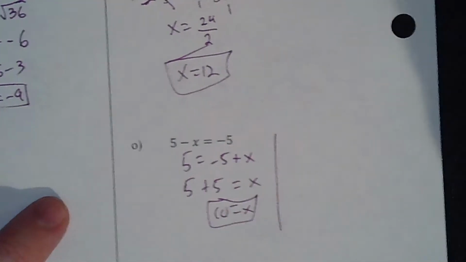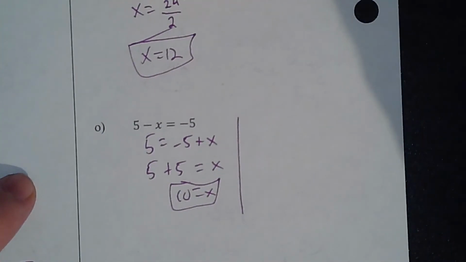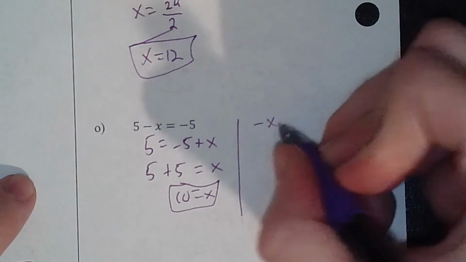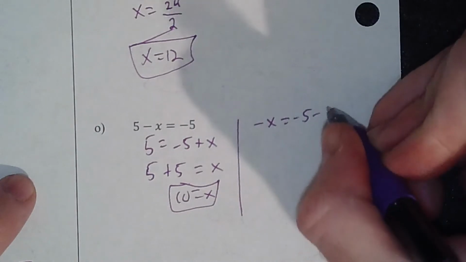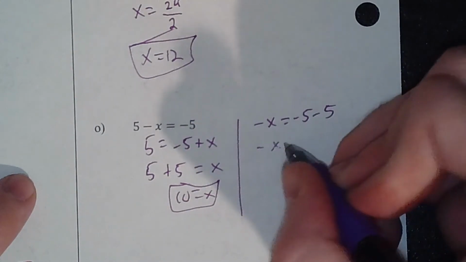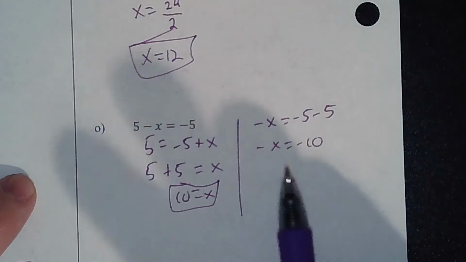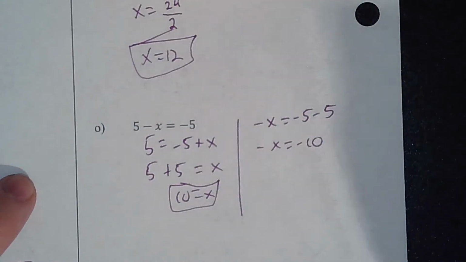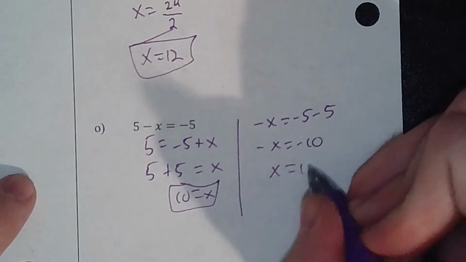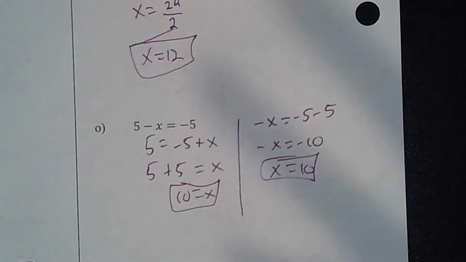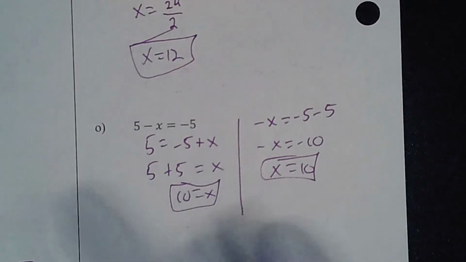Alternative method to solving this question, just so you can see it. That's method number 1. Method number 2, subtracting 5 on both sides. So we have negative x equals negative 5 minus 5, and therefore negative x equals negative 10. And now you switch the signs for everything. We went over this the other day in class, but you'd have x equals 10 again if you switch the signs for everything. Same thing, same answer, no difference.